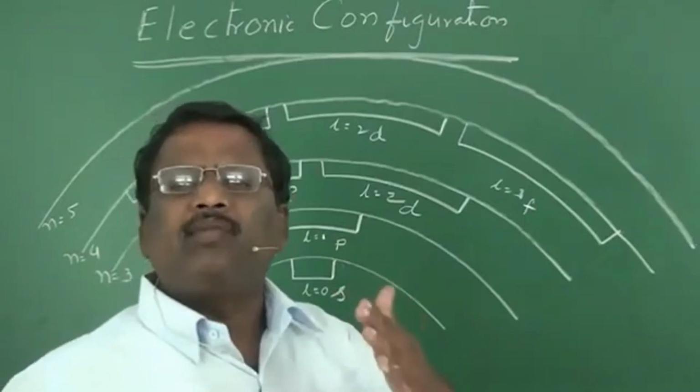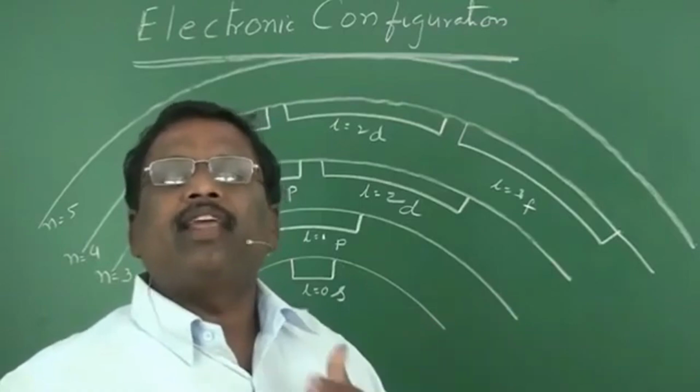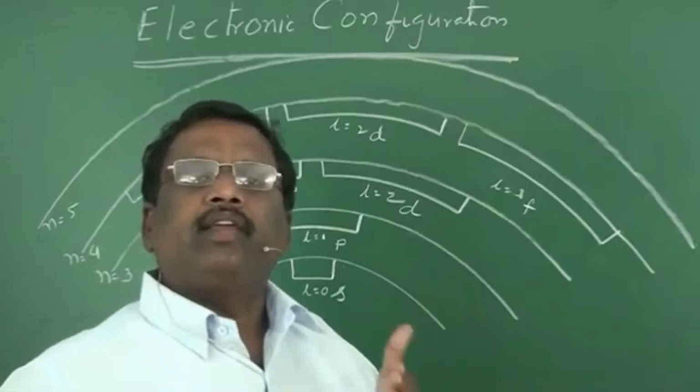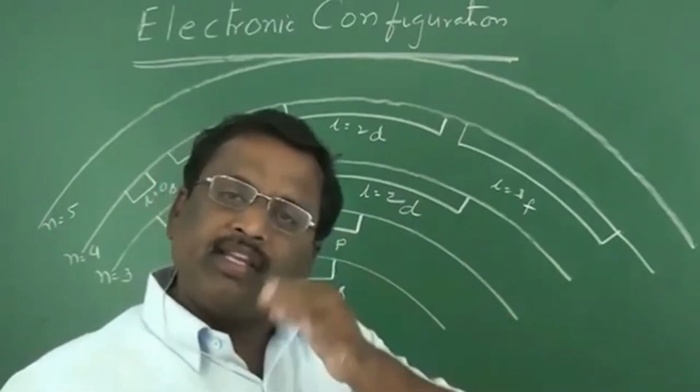These are generally called orbitals, but they are not orbitals. We should call them the s sub-energy level, p sub-energy level, d sub-energy level, and f sub-energy level. Orbital is a different word with a different meaning.